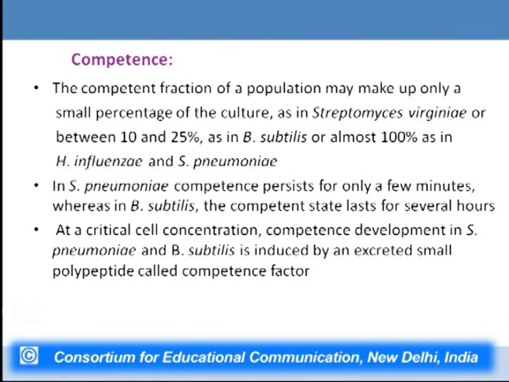The increase in number starts declining at the plateau phase. So at a specific concentration of cells, there occurs development of competence in S. pneumoniae and B. subtilis, and this occurs because a small number of cells start expressing the gene for competence factor. This gene, when expressed, forms the competence factor protein. This protein gets excreted into the surrounding medium, and once it is in the medium, it induces the other cells present in the medium to undergo competency, to start making competence factor.